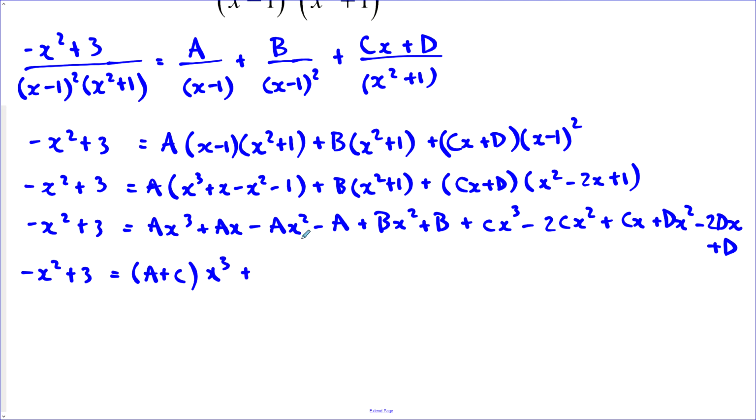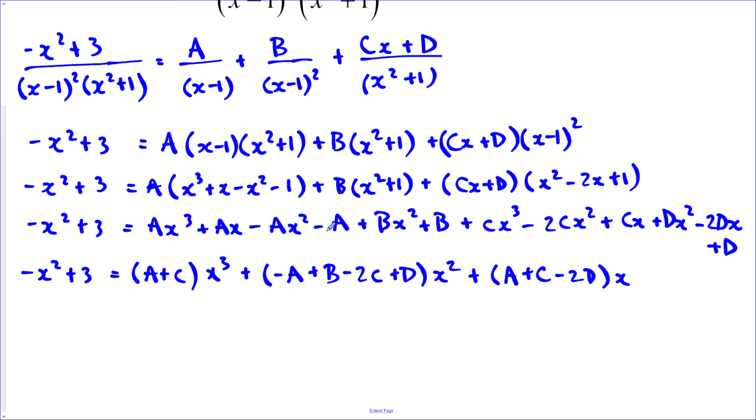Next we'll look for all the x squared. So we've got a negative ax squared and a bx squared and a minus 2cx squared and a dx squared. Next we'll look for all the x terms. So that would be a and c and minus 2d. And now just the constant terms. So there's a minus a. I'm going to put a plus and then use brackets. Minus a plus b plus d.